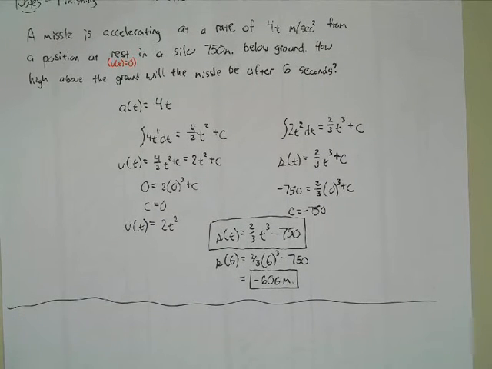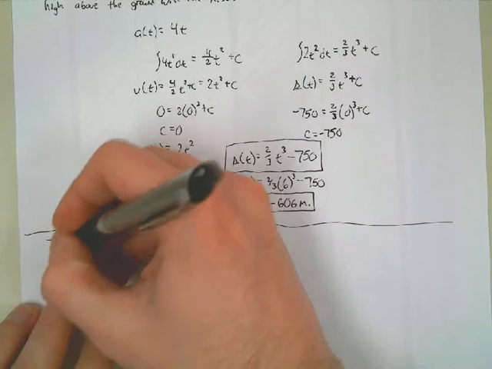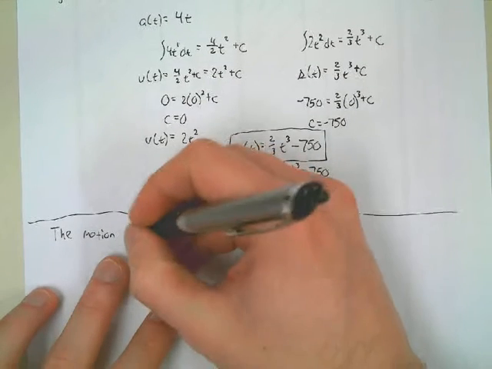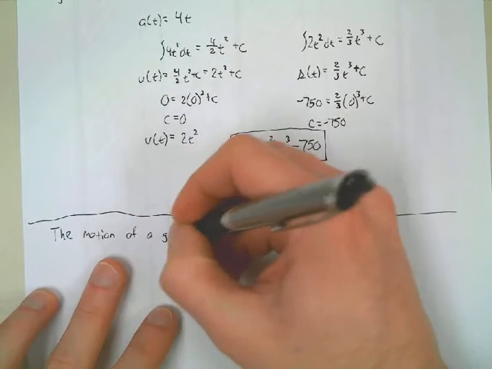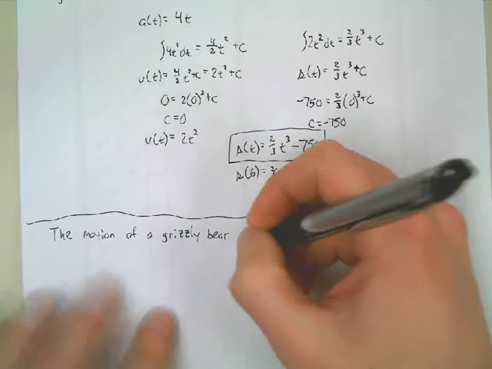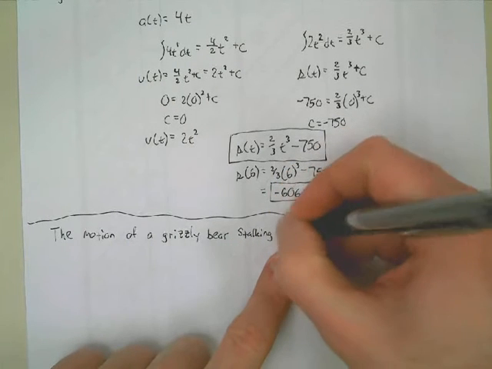All right, let me give you one more here to try, and then we'll get into the area under a curve and stuff like that. All right, here we go. Here's a bit of a contextual problem. The motion of a grizzly bear stalking its prey. Stalking Leonardo DiCaprio. Yeah, exactly.